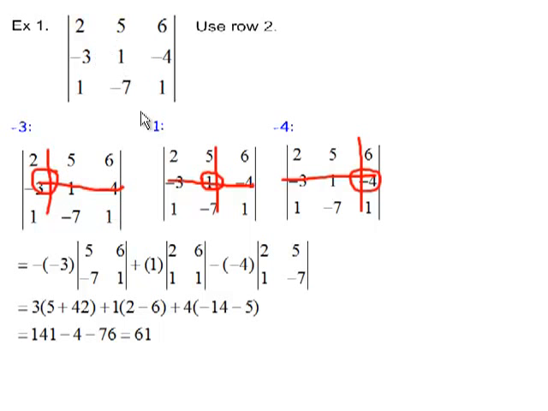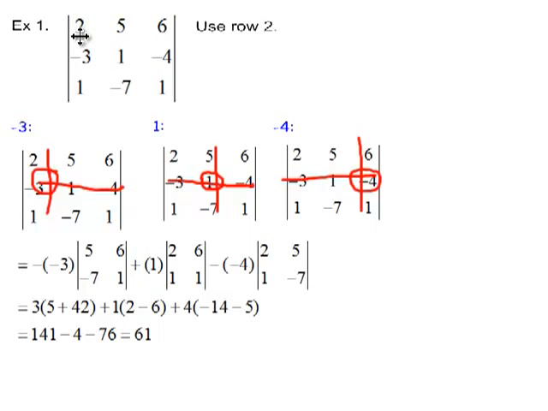And then the entry is 1. So you cross out the second row, second column, so the submatrix will be 2, 1, 6, 1, right here. -4, cross out second row, third column, you get 2, 5, 1, -7. How about the signs associated to each entry?